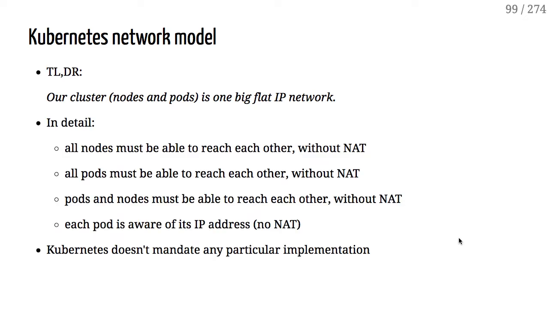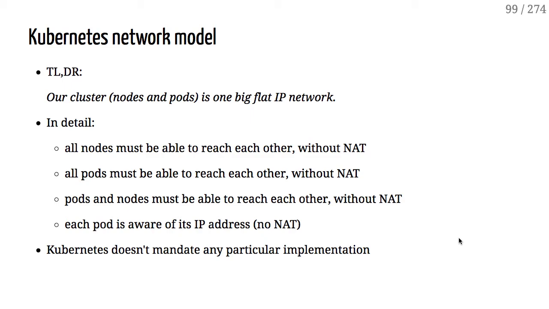So if we dive into details, the Kubernetes network spec says all the nodes must be able to reach each other, all the pods must be able to reach each other, and all the pods and nodes must be able to reach each other. And each pod is aware of its IP address, which means when we do ifconfig or ip addr in the pod, you will see an IP address, and this is your IP address. So you can tell another pod, hey, I'm 10.3.5.whatever, and then that other pod will be able to connect to you on that IP address.